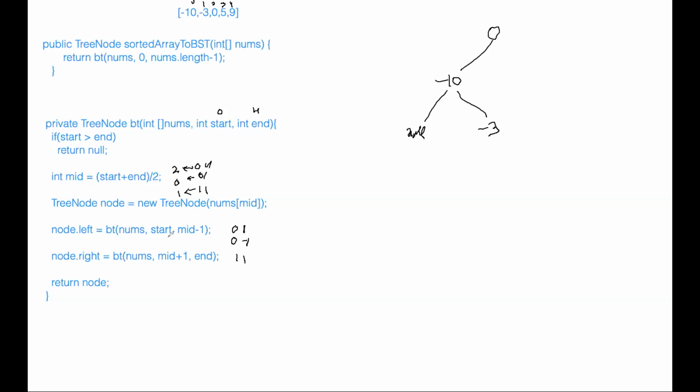So now we can go to the right side of the tree. What was the mid here when the first recursion started? 2. So mid plus 1 becomes 3. So what was the end? End was 4. So again, the recursion call: 3 is not greater than 4. We will calculate mid again. So start was 3, end was 4. 3 plus 4, 7, 7 by 2, and then the mid becomes 3.